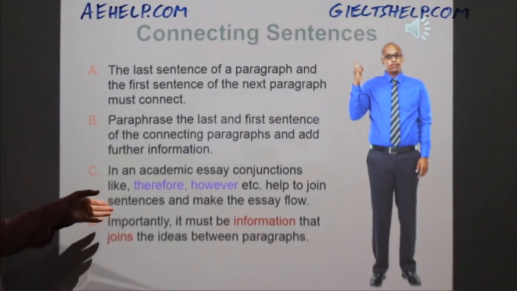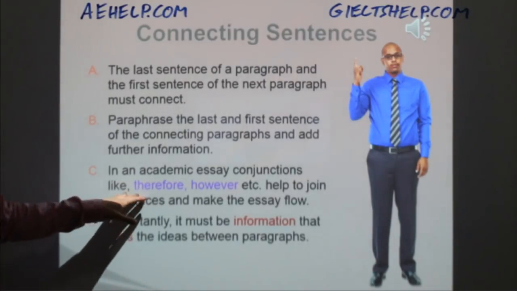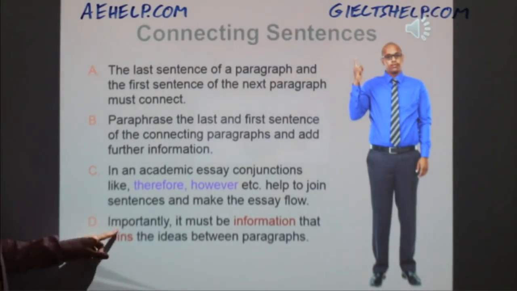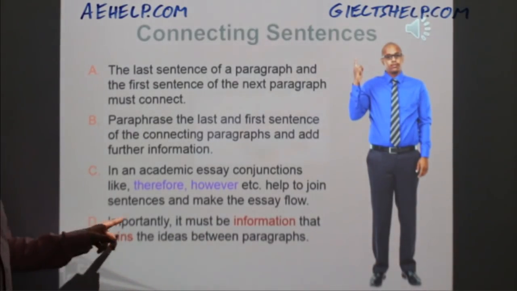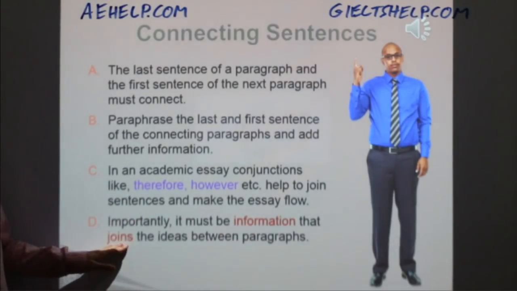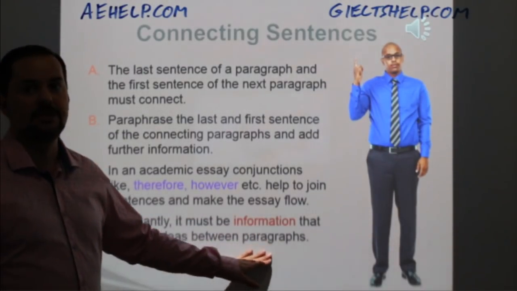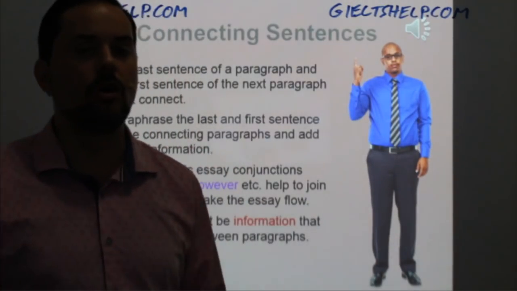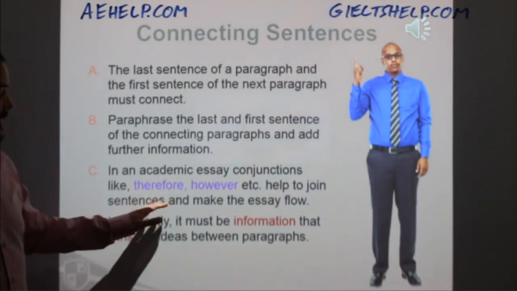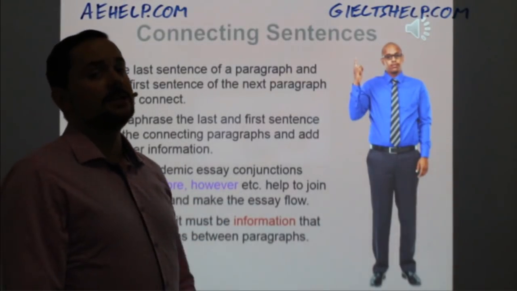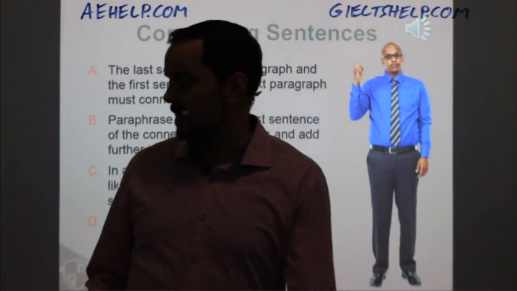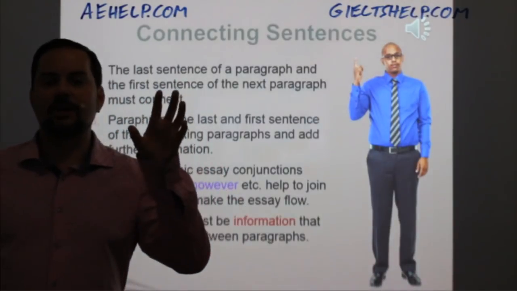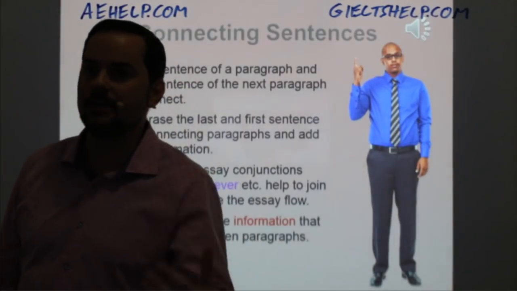A lot of students think that the way you connect paragraphs is by using therefore, however, first, next, after that, but importantly, pay attention to D here. It's the information that joins ideas between paragraphs. If you have very good information and good information flow, then even if you don't have a lot of words like therefore, next, after that, it's still joined very well by the information that it contains, okay? So information joins ideas and paragraphs together first and foremost, and then words, okay?